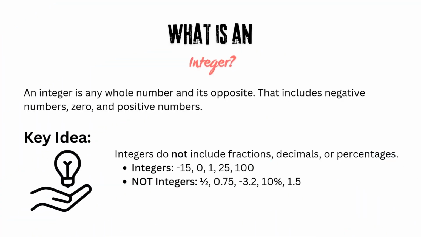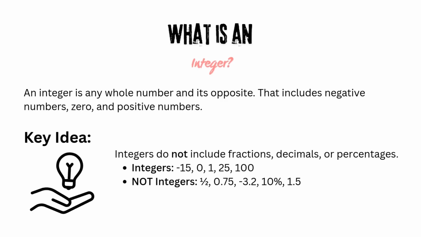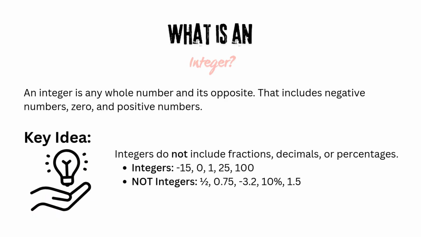An integer is any whole number and its opposites. By opposite, we mean negative numbers, because integers are always positive, so opposites are negative numbers. With that definition, it's clear that integers do not include fractions, decimals, or percentages.